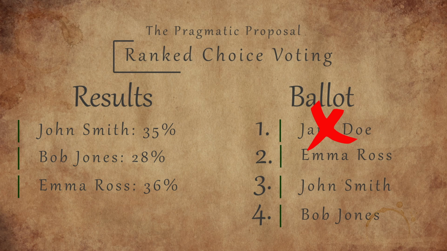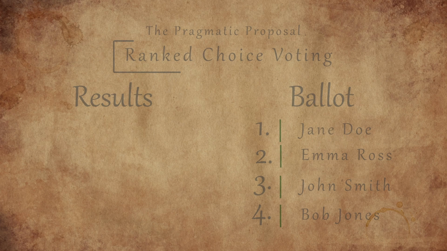If there is still no winner, this process is repeated until one candidate has a majority. By transferring the votes cast for the eliminated candidate to the voter's next choice rather than discarding them, ranked choice voting completely eliminates the threat of vote splitting.